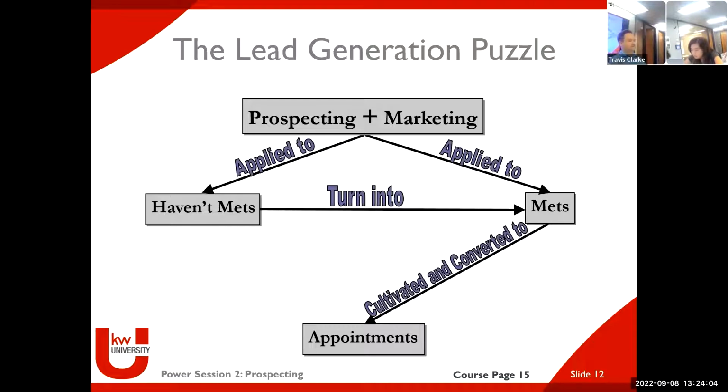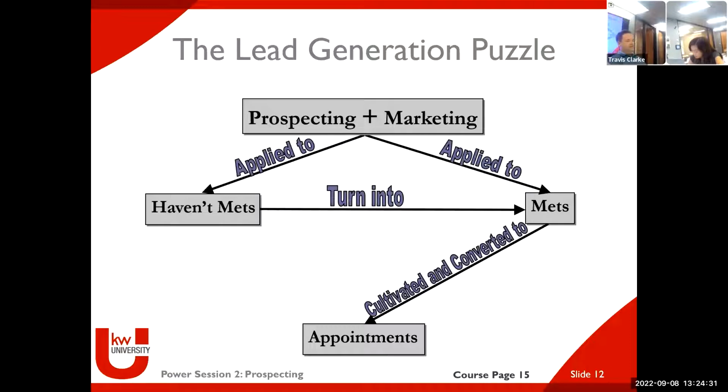This little diagram describes prospecting and marketing. If you prospect, you're prospecting to people you haven't met. Marketing, same thing. You could be marketing to people you haven't met. You're turning both of those groups into maybe people that you've met. That's the difference between haven't met and met. They can call them Mets.